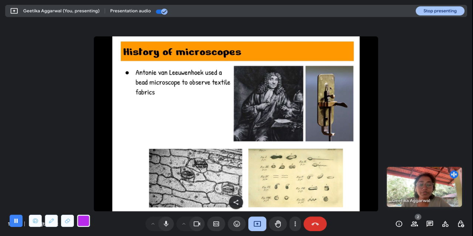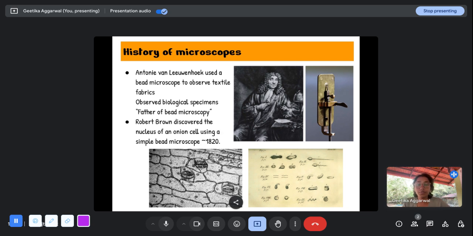This is the small glass bead, and he used this to not only observe textile fabrics, he also observed some biological specimens. In this image, you can see his illustrations of various biological specimens that he took a look at. For example, you can see here different kinds of seeds and small plants and things like that. He's also called the father of bead microscopy for the same reason, that he was the one to use the bead microscope to observe small specimens.